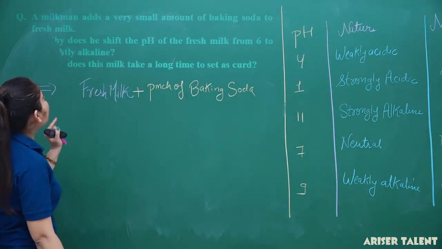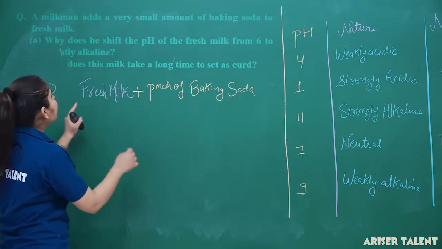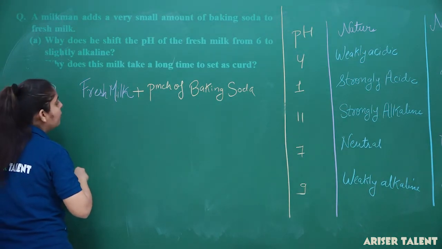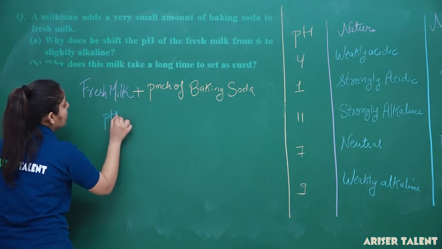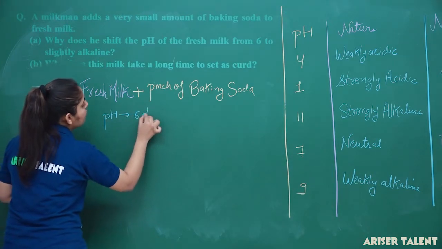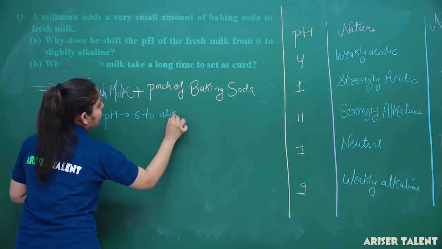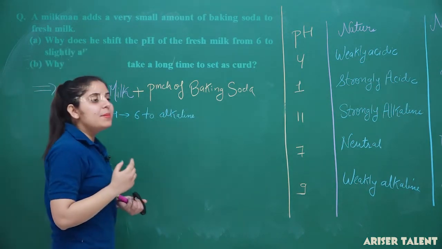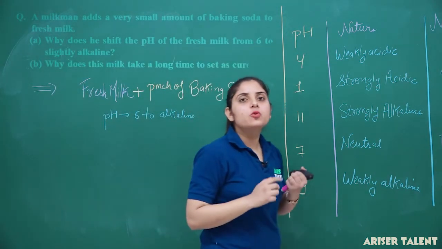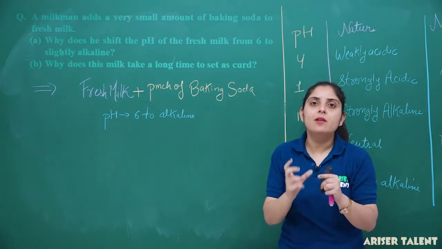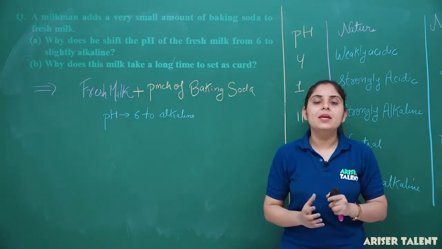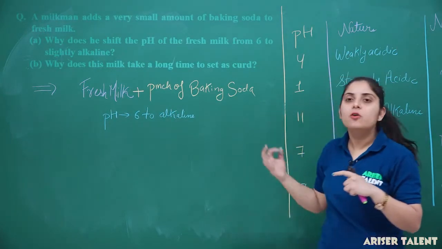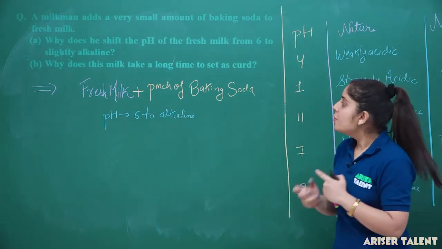If baking soda is added to the milk, its pH changes from 6 to slightly alkaline. So what will be the pH? 6 to alkaline. Now, why does the milkman do so? The milkman is doing so to maintain the shelf life of the milk, so the milk can be kept fresh for a longer time. So he was adding a pinch of baking soda in the fresh milk.